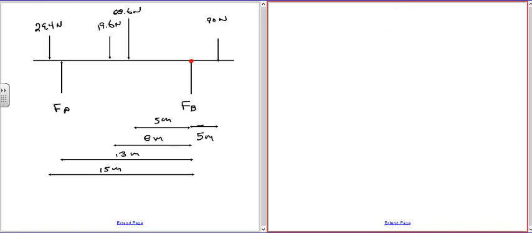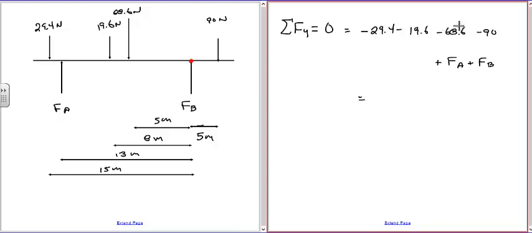However you want to do that, you just got to figure out these distances. Okay, so now if we do the sum of the forces in the y direction, those equal 0, and we have 4 that are going down: minus 29.4, minus 19.6, minus 68.6, minus 90. And then we got 2 forces going upward, which are F sub A and F sub B, the 2 support forces. Let's go ahead and add those together.